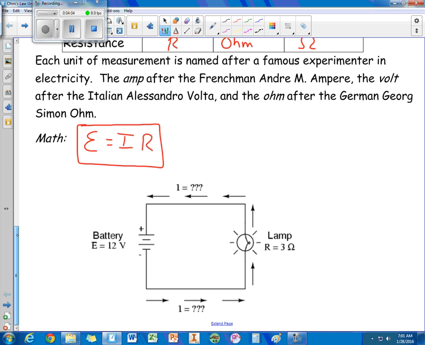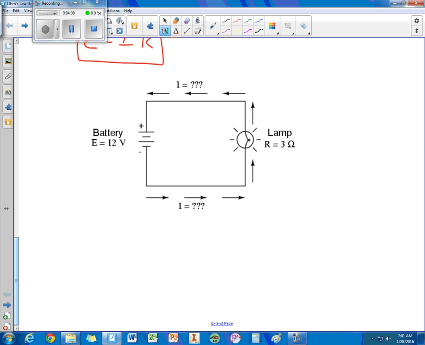So let's take a quick example of this. Here we have a circuit. The battery has an EMF or voltage of 12 volts. We have a lamp in our circuit, resistance of R, and what we want to do is find the current.